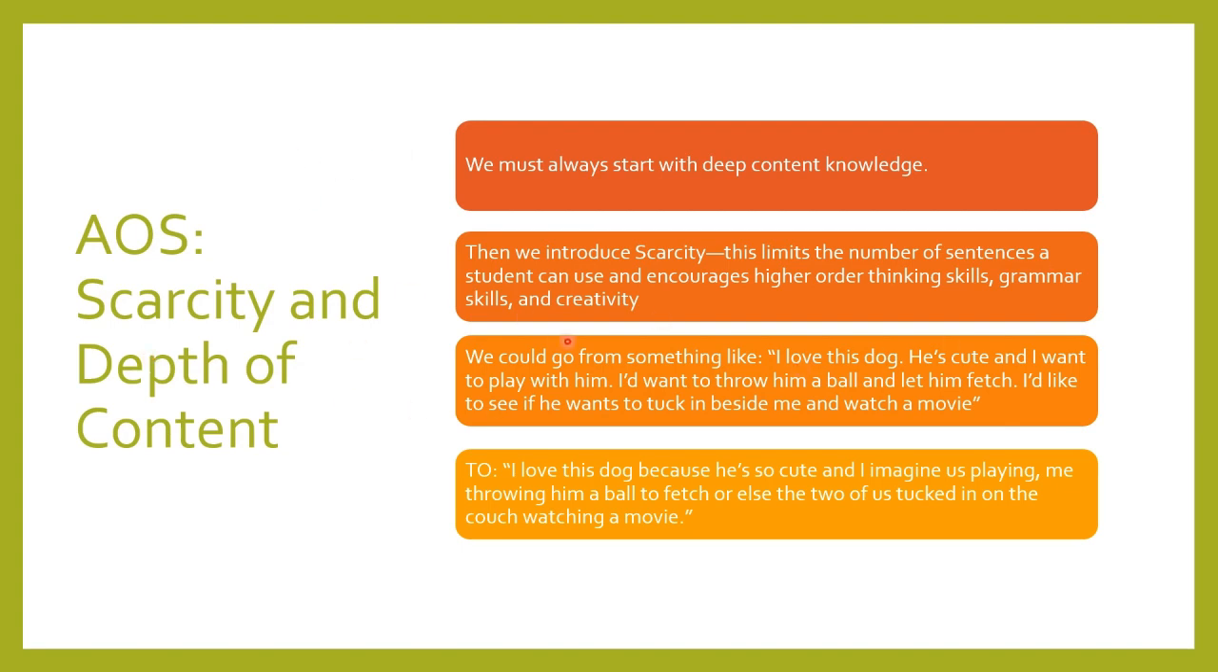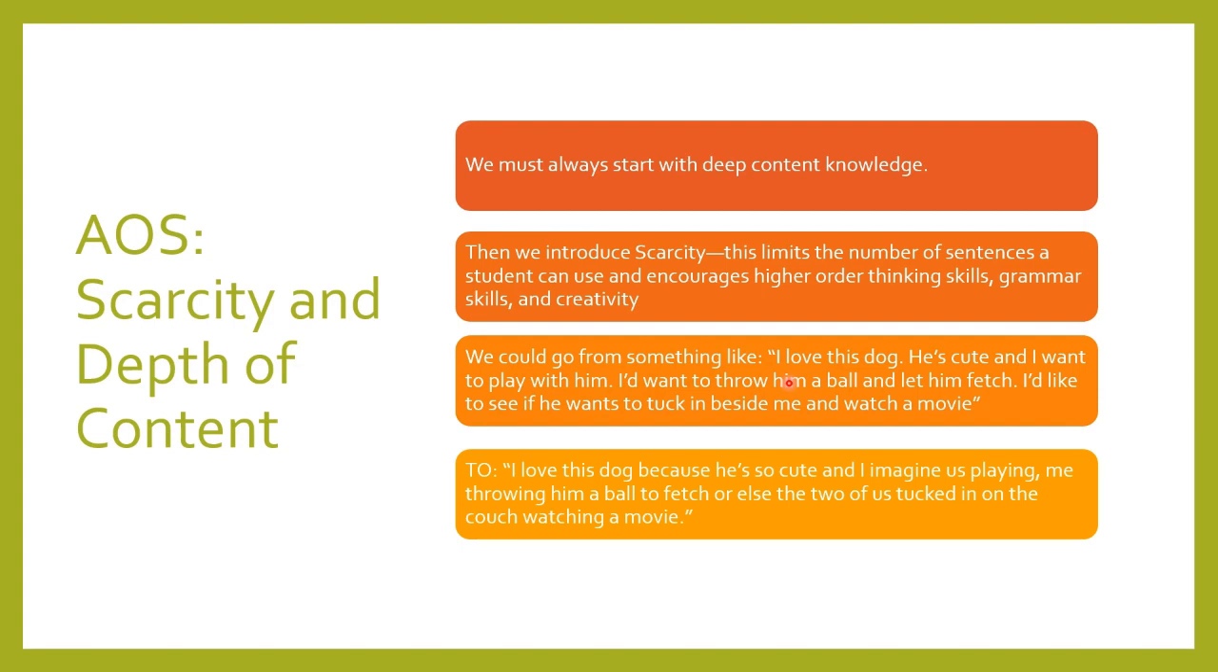Instead of things like, and we can go into this next example here that I have, which is, we go from something like this, and this is in the book again. They're talking about the book Because of Winn-Dixie. And so they have an example student response that says, "I love this dog. He's cute and I want to play with him. I want to throw him a ball and let him fetch. I'd like to see if he wants to tuck in beside me and watch a movie."